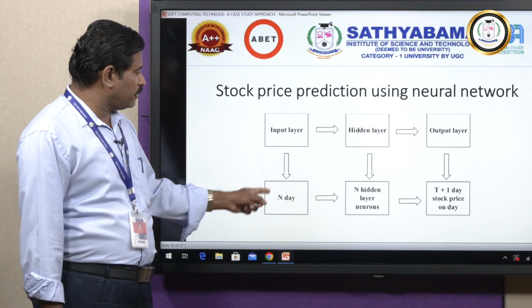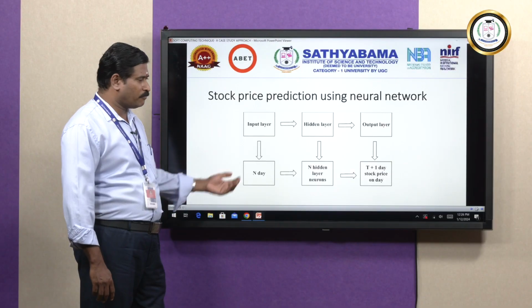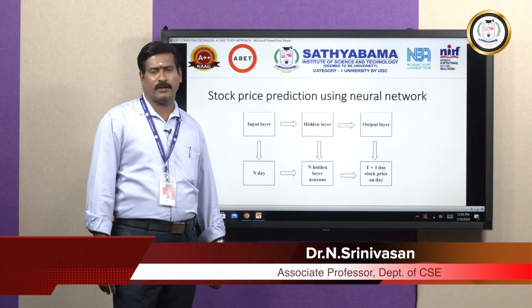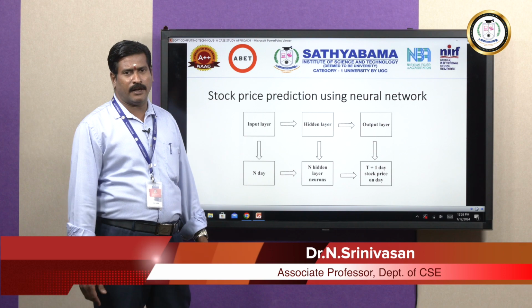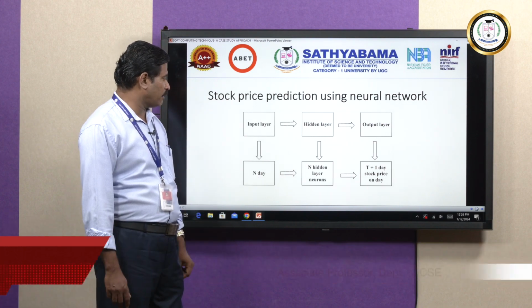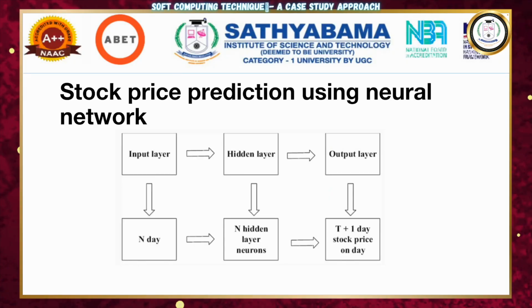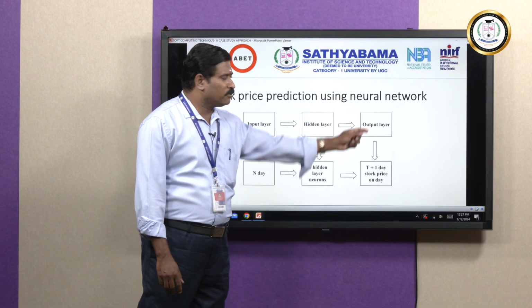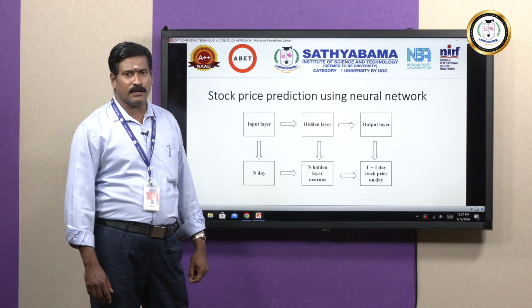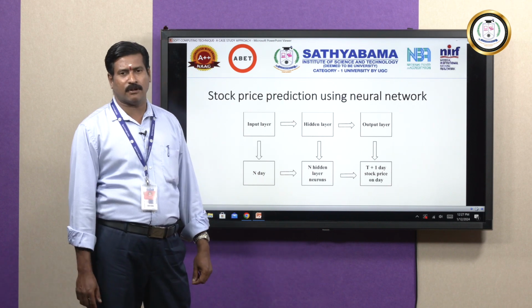So here is the data for the particular day. For example, if it is a real-time stock, we have the open price, close price, day high, day low. So that is the particular day, and this one is the number of hidden layers. Hidden layers are nothing but the adjustable parameters, and the output layer gives you the transaction plus 1, that is the next day stock price.